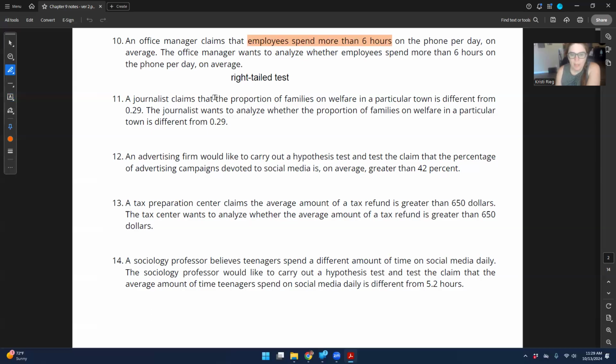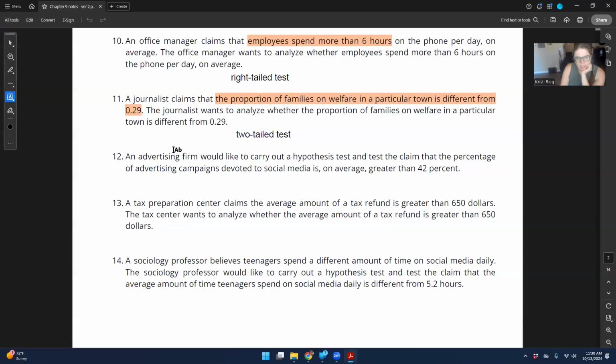Okay, so they claim that the proportion of families on welfare in a particular town is different from 0.29. Okay, the "is different" tells us that we are talking about not equal, and not equal is a two-tailed test. This is important. These are all important because everything that we've talked about today is a different step that you're going to put into your calculator. So none of these pieces could be skipped. We need to talk about all of them. And then on the next video, we'll start putting it together. Okay.